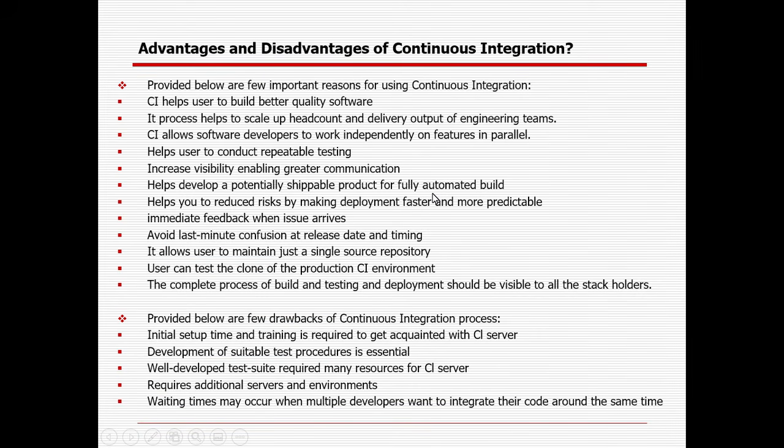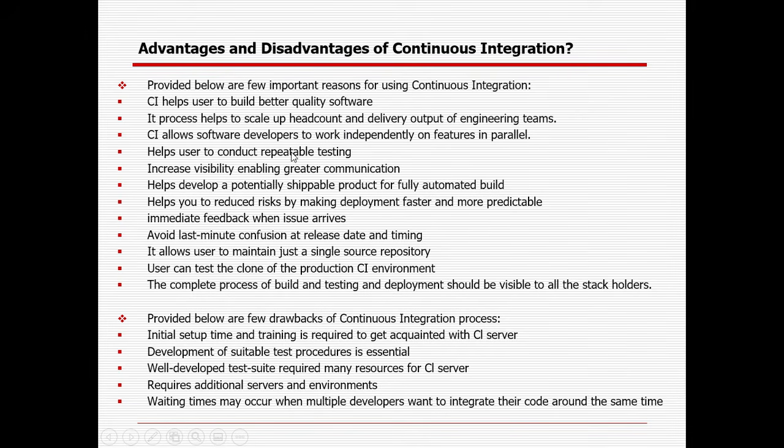What are the advantages and disadvantages of CI? This is the list of advantages I have tried to put down here. CI, or continuous integration, helps users build better quality software. This process helps scale up headcount and the delivered outcome of the engineering team. CI allows software developers to work independently on features in parallel. Lots of developers can work independently, right? Everyone can commit their code and find out whether their code is a success or failure.